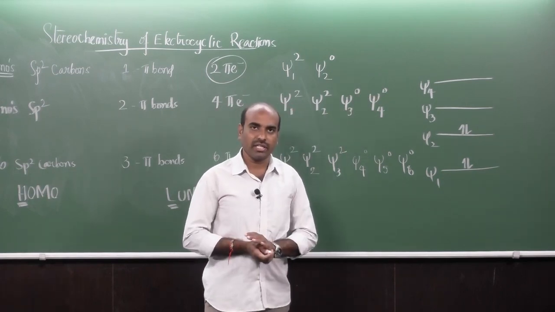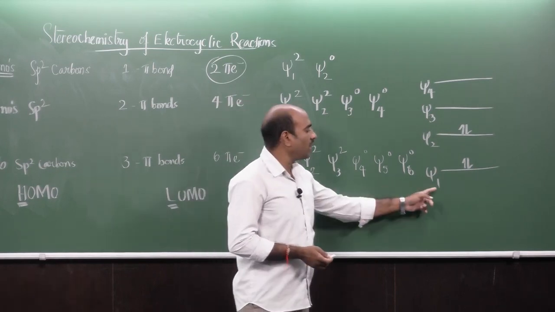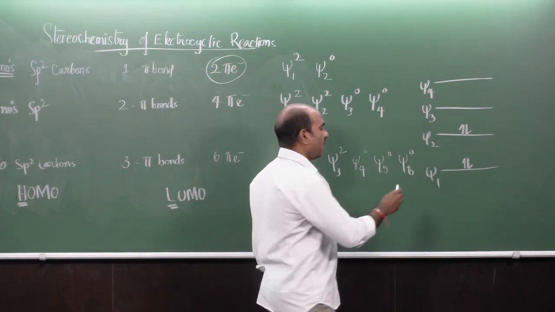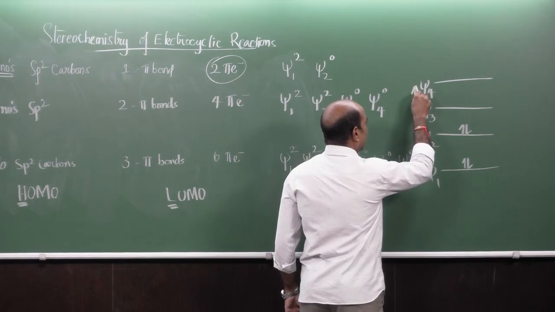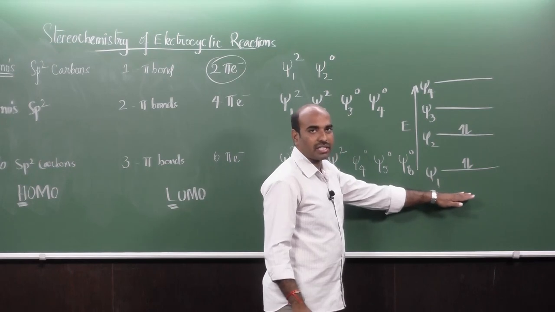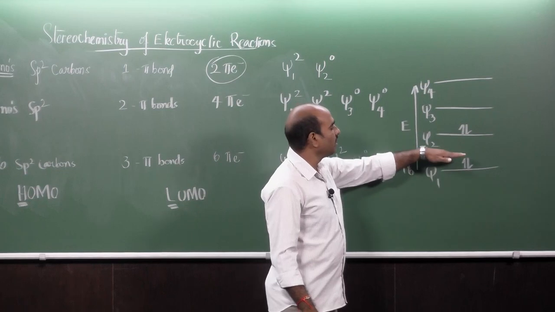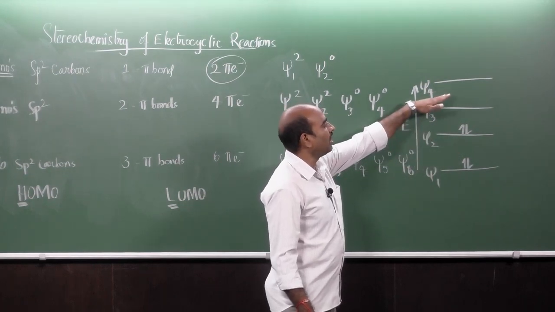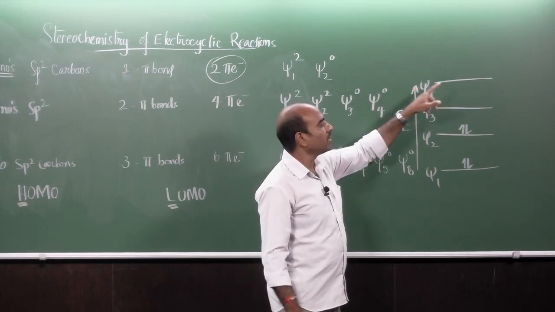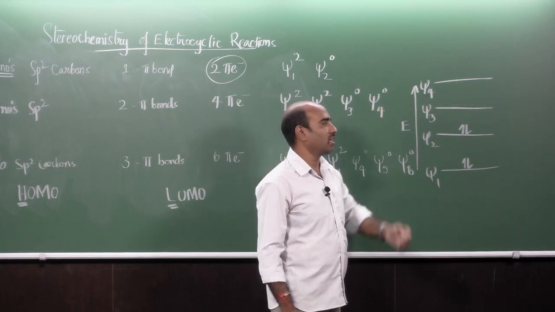We have also discussed during the molecular orbital theory discussion that as the number increases, the energy of that particular molecular orbital also increases. So, the energy is in this way, right? Psi 1 is the lowest energetic molecular orbital and it is a filled molecular orbital, followed by psi 2, psi 3 and psi 4. Psi 4 is the high energetic molecular orbital, but it is an unoccupied molecular orbital. No electrons are there in this molecular orbital.